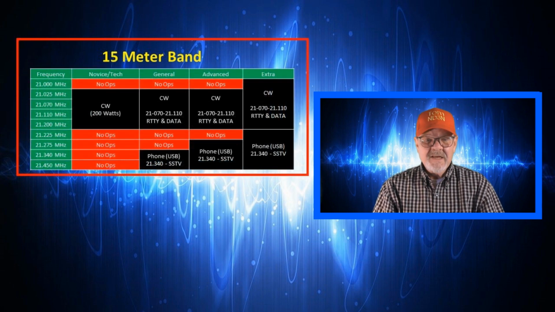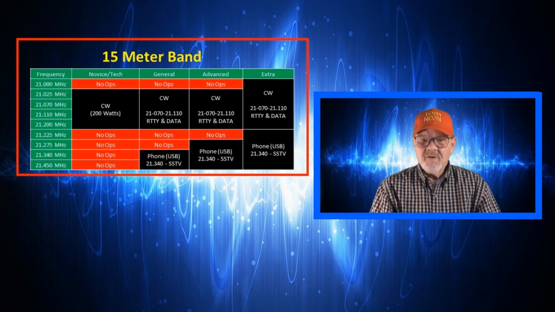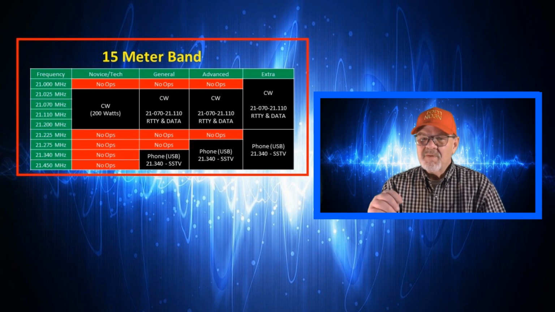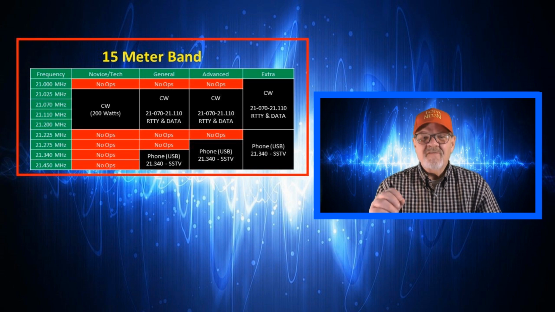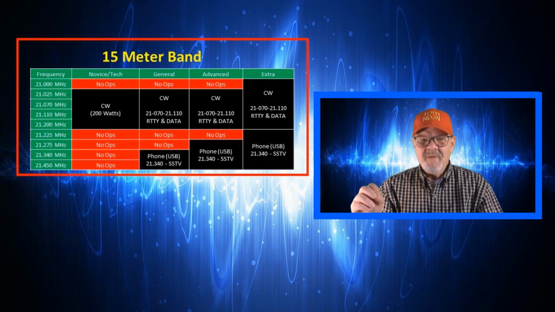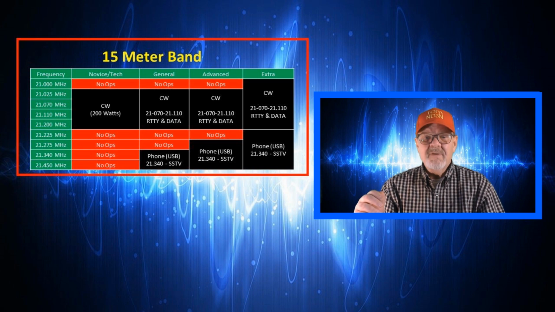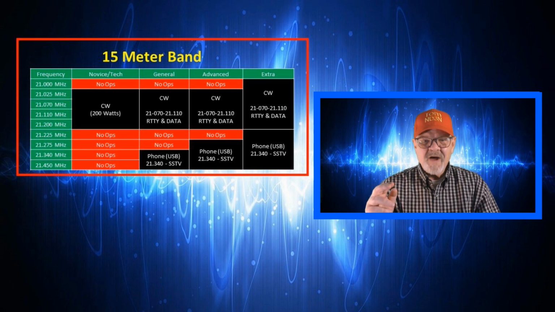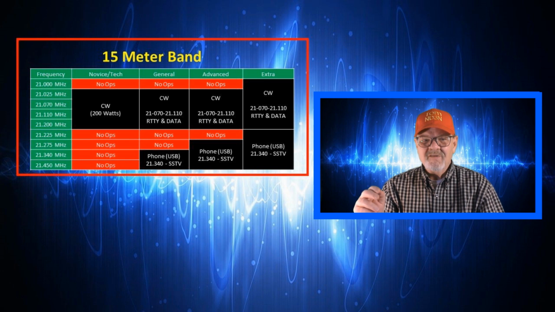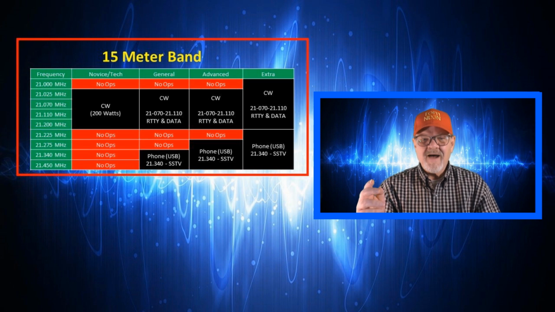For the novice and technician operators, the 15-meter band offers the CW mode with maximum output power of 200 watts from 21.025 to 21.2 megahertz. General operators may operate with full legal power using CW and data modes between 21.025 and 21.2 megahertz, along with phone privileges from 21.275 to 21.450.